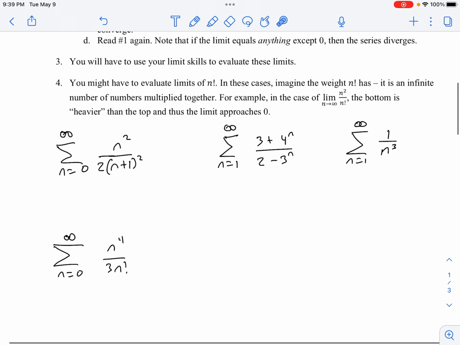Now, here's where things could get a little tricky with this. You will have to use your limit skills to evaluate these limits. And number 4, you might actually have to evaluate limits of n factorial, which is something you probably haven't had to do before. In these cases, we want to imagine the weight that n factorial has.